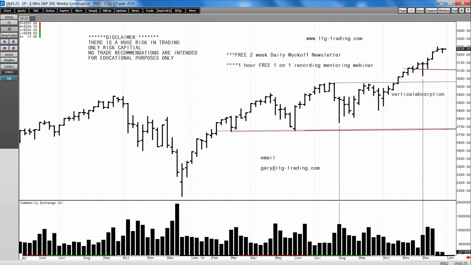What will turn this market down is a large volume downside, a large range, and a test that does not show the demand to go higher. In this case, we want to follow the trend.